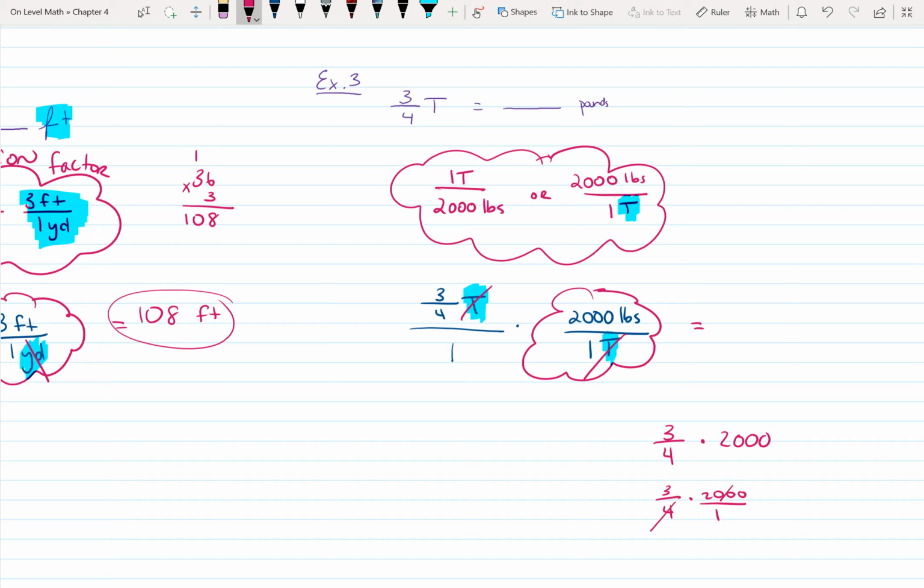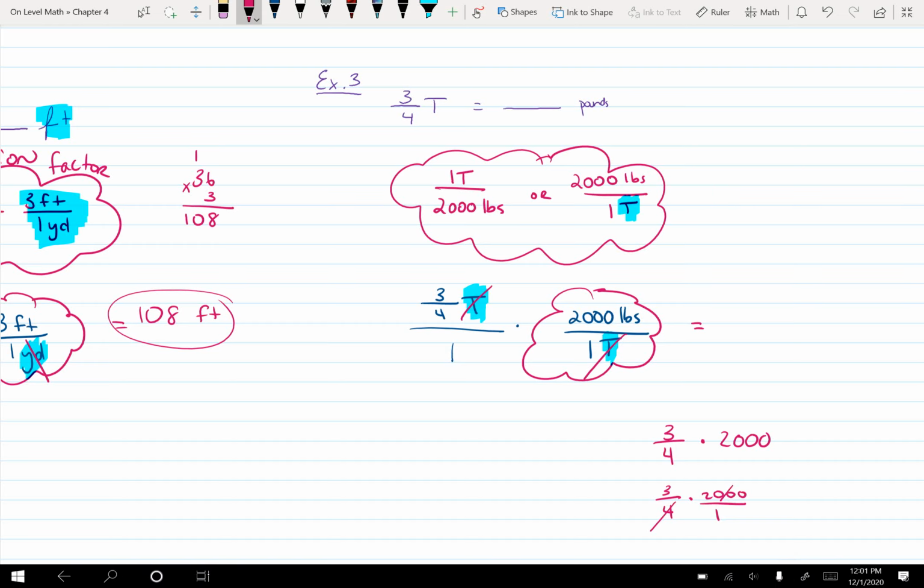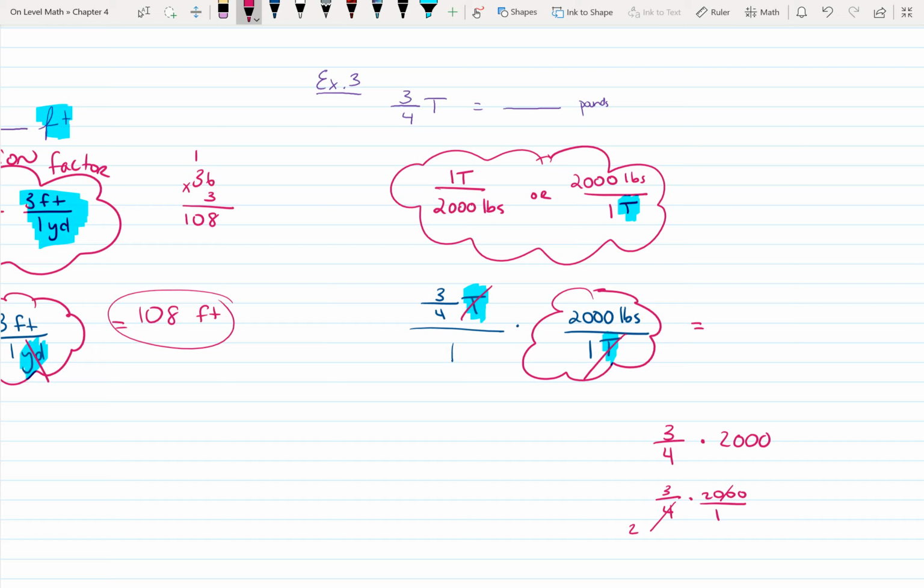And maybe we see that they're both even, so we just cross cancel by 2. So 4 divided by 2 is 2. 2,000 divided by 2 is 1,000. And then we can cross cancel again by 2. This 2 goes into 2 once. 1,000 divided by 2 gives us 500. So 3 times 500 is 1,500 over 1, which is just 1,500.